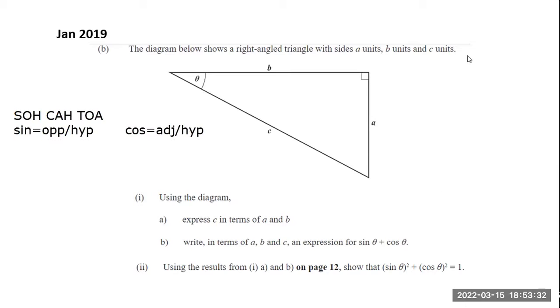Now, the reason why I'm working this out is because it could have been a little confusing for you guys. So let me make sure you get it. So when they say write in terms of A, B, and C, an expression for sine theta plus cosine theta, we needed to find what sine theta is, we needed to find what cosine theta is, and then add them up. So this is how we would do this. So I'm going to go to the video so you can screenshot the question before we proceed.